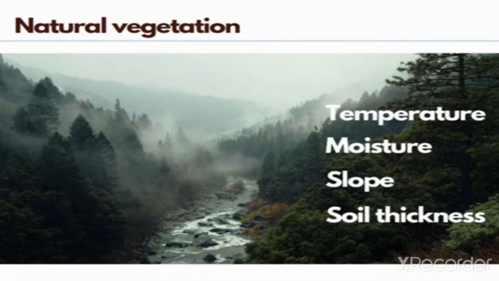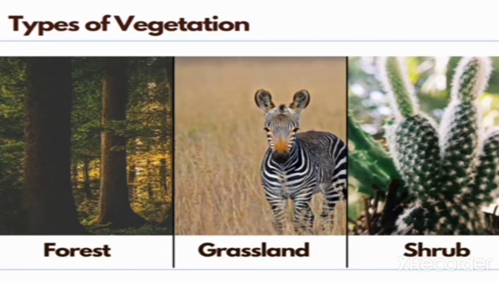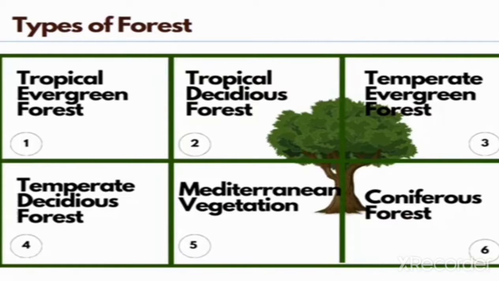Now, let's see the vegetation types around the world and their features. Now, let's come to the world vegetation part. Natural vegetation means the plants that grow naturally without human interference. Natural vegetation around the world can be classified into three types. They are forest, grassland, and shrubs. Among them, there are six types in forest. They are tropical evergreen forest, tropical deciduous forest, temperate evergreen forest, temperate deciduous forest, Mediterranean vegetation, and coniferous forest.